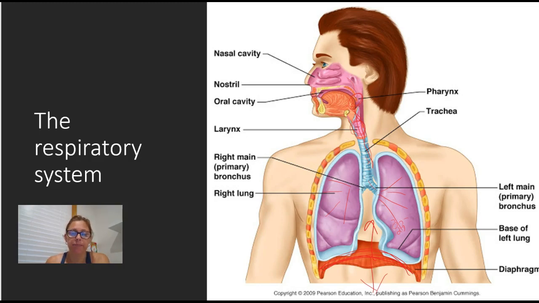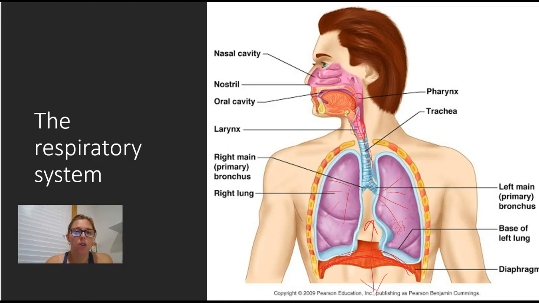In microscopic organisms, diffusion is still moving across that cell membrane, but in larger multicellular organisms such as ourselves, the gas exchange is taking place inside the body, and that's again to stop any dehydration occurring, and we need moist surfaces for respiration to occur effectively.